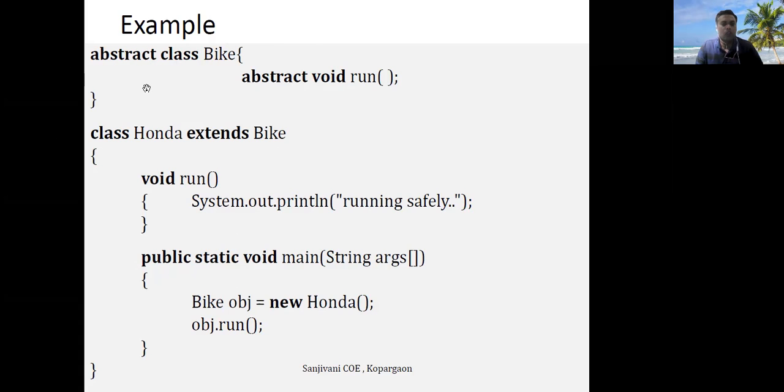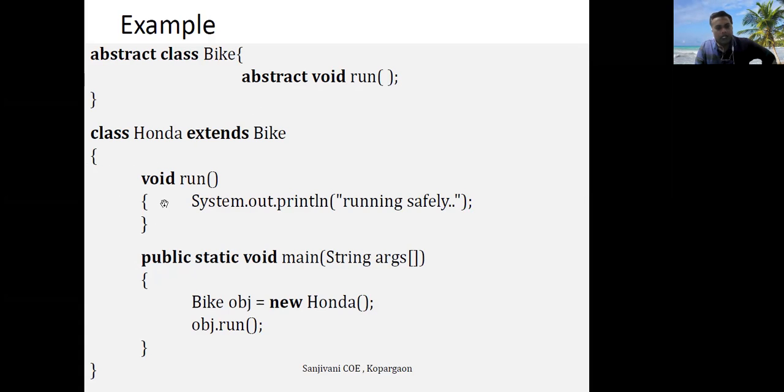Inside the abstract class, we can define abstract methods as well as concrete methods. A method is called a concrete method when the implementation of the method is provided inside the same class, whereas an abstract method is a method where the implementation is not defined in the same class where it is declared. Its implementation is defined inside the derived class. Such a method is called an abstract method. Here the run method is abstract, so its implementation is defined inside the subclass Honda.